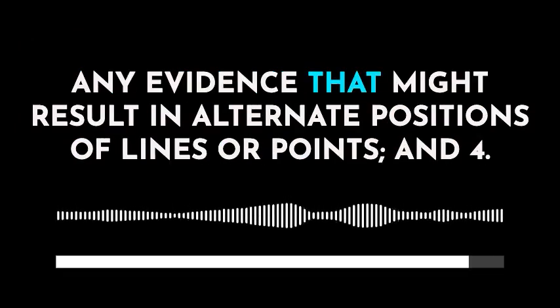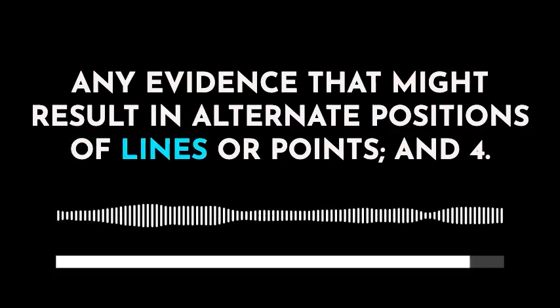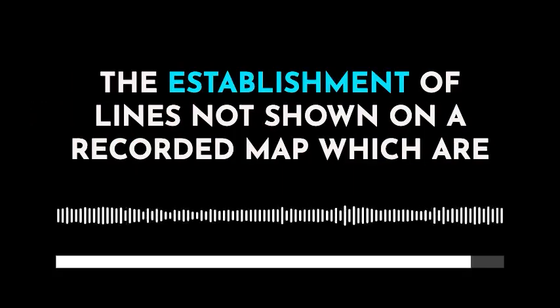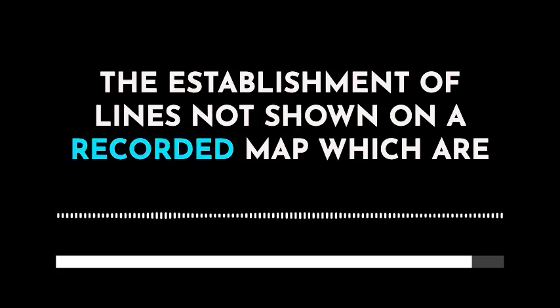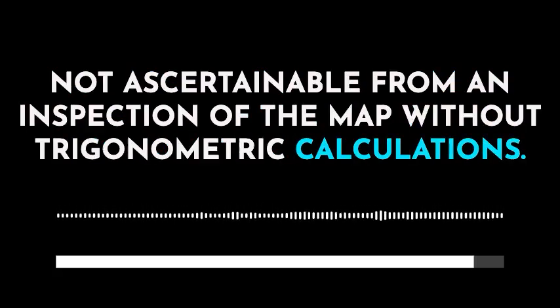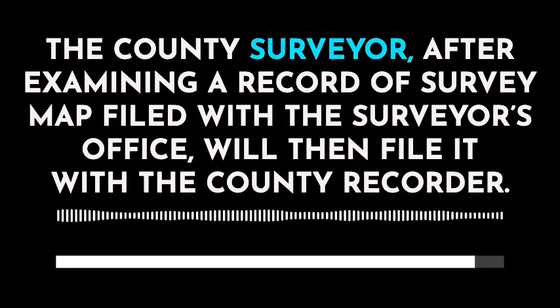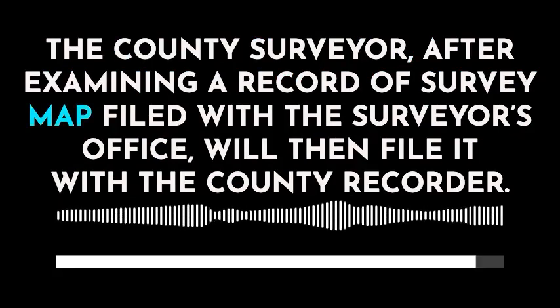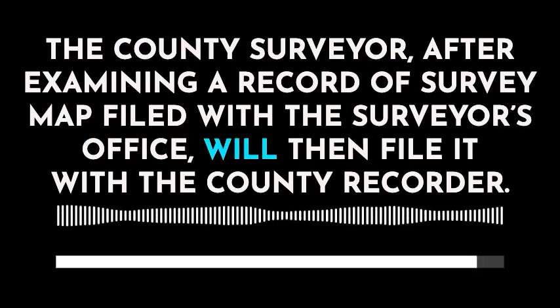3. Any evidence that might result in alternate positions of lines or points. And 4. The establishment of lines not shown on a recorded map which are not ascertainable from an inspection of the map without trigonometric calculations. The county surveyor, after examining a record of survey map filed with the surveyor's office, will then file it with the county recorder. Assessor's maps.